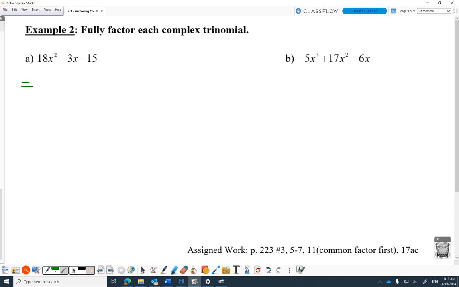Yes, 3. If we're going to have to do this decomp thing, let's at least get the numbers as small as we can. The bigger the numbers are, the harder it's going to be. So even if it's not a common factor that makes the question easy, at least it'll make it easier. 18x squared minus 3x minus 15. Good.